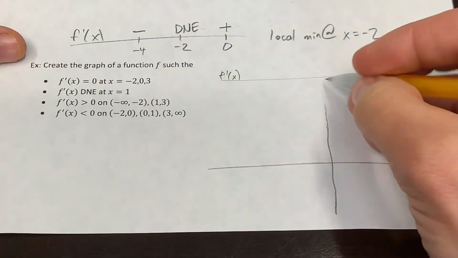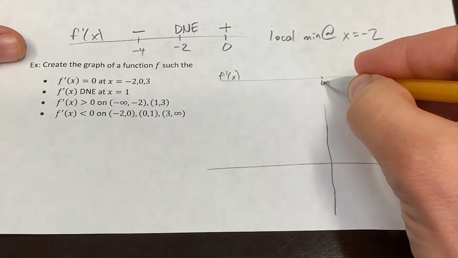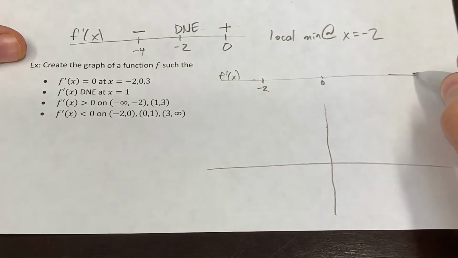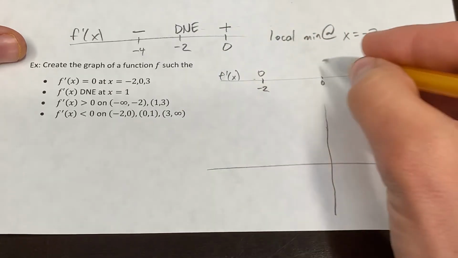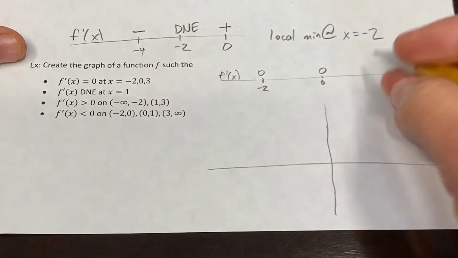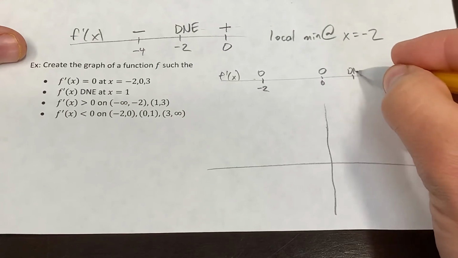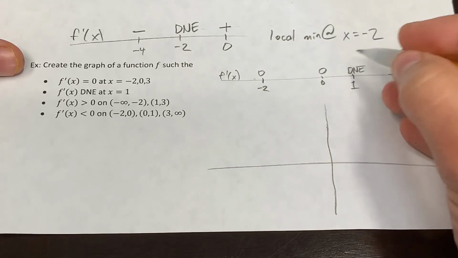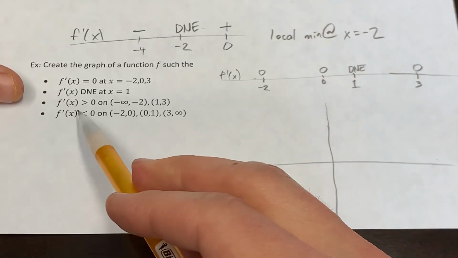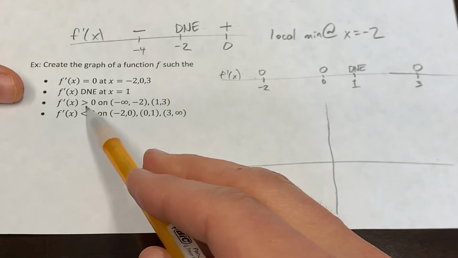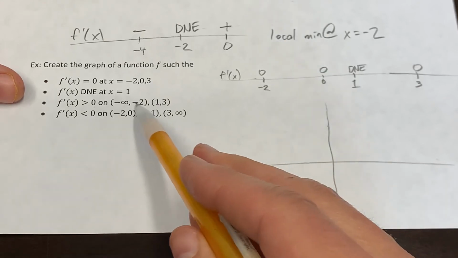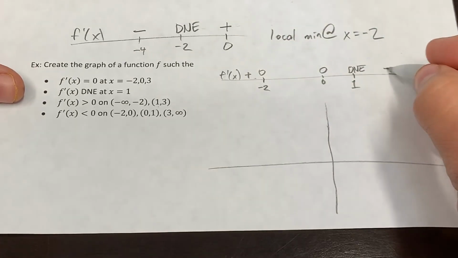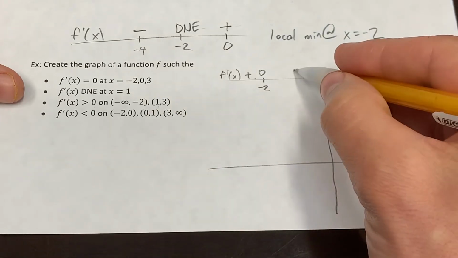Okay, so what kind of information do I have? I have at 0, at negative 2, and at 3, my derivative is 0. I have my derivative does not exist at 1. That could be, say, a cusp, a vertical asymptote, something like that. Let's see, my slope is positive from negative infinity to negative 2, and from 1 to 3, positive. And it's negative from negative 2 to 0.